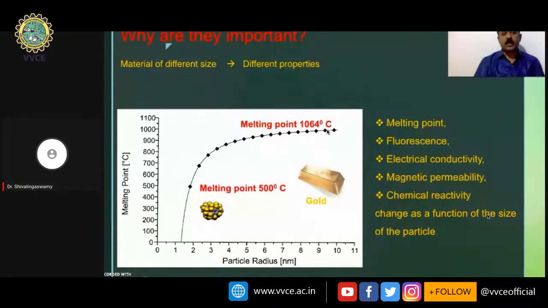Hence, you can see the melting point in the nano regime changes to a greater extent, as you can see from this graph. There is a huge variation, 500 degrees Celsius to 1064 degrees Celsius, almost half of this value. So the melting point changes as a function of size. That is why size is very important. There are various size dependent properties. Hence, to obtain the required property from the material, you can tailor the size and harness whatever property you want. Okay, that is why these nanostructures are very important.